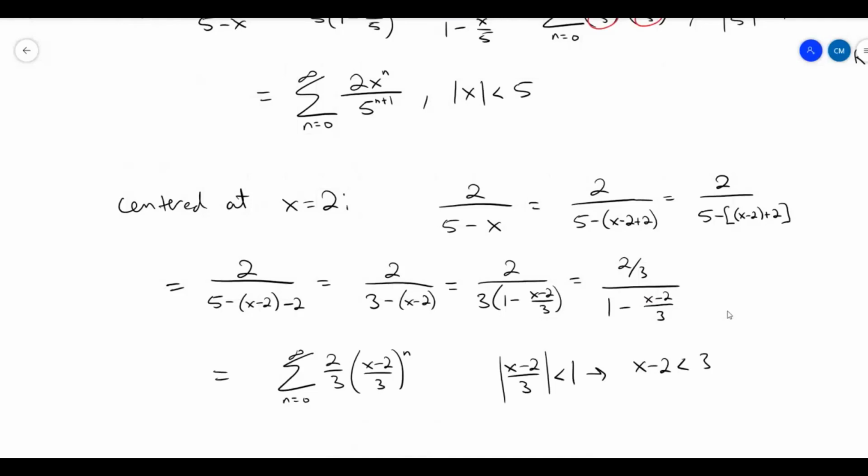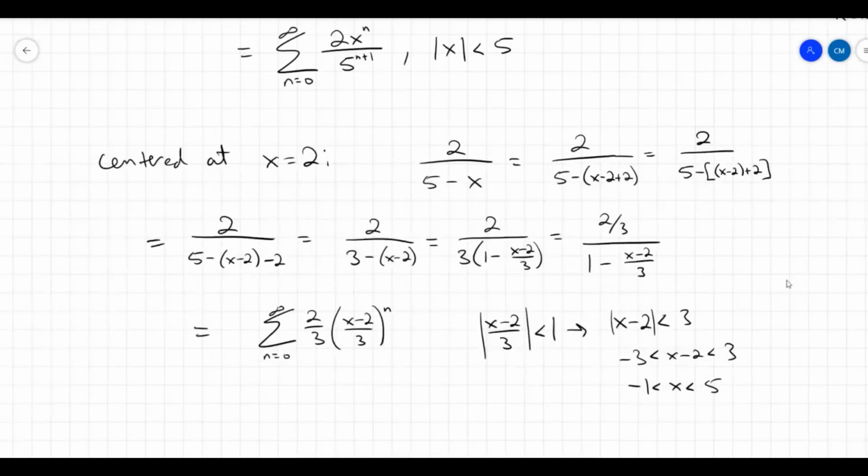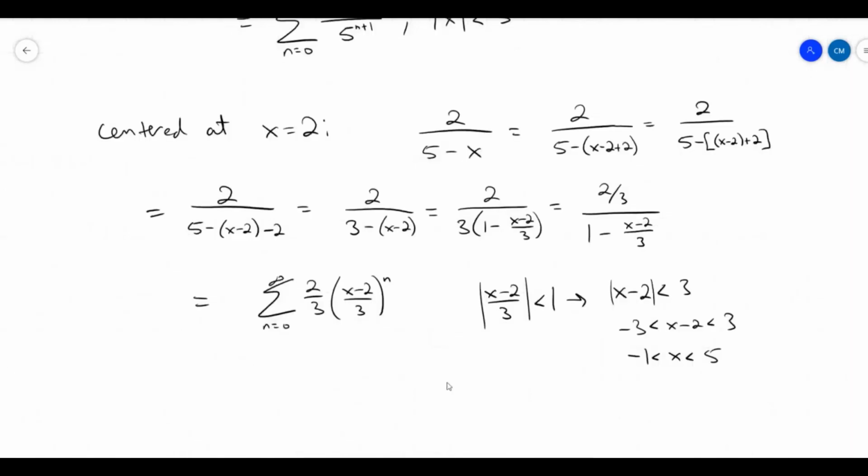And then if you want the interval of convergence, it should be absolute value there, you could say minus 3, and then you could add everything, and you could say minus 1 to 5. This is only going to converge 3 units away from the center, right? As I said earlier, if we move that thing closer to the asymptote, it's not going to converge for as many values of x as it did before.